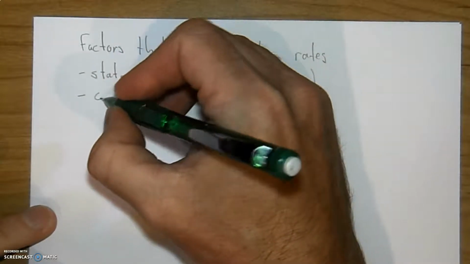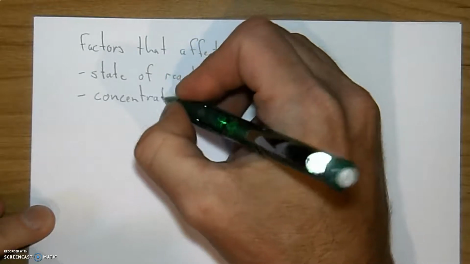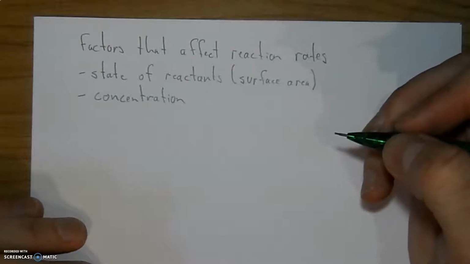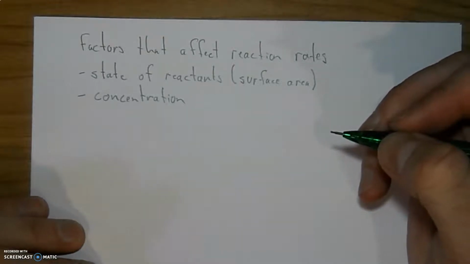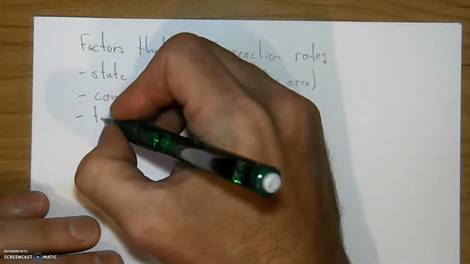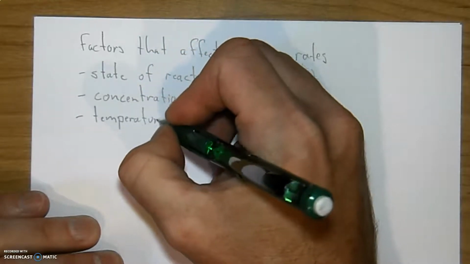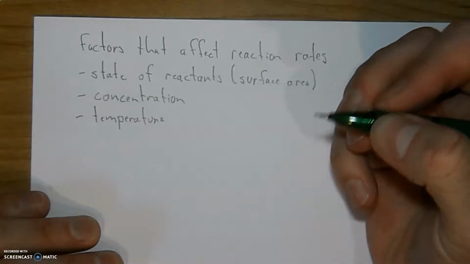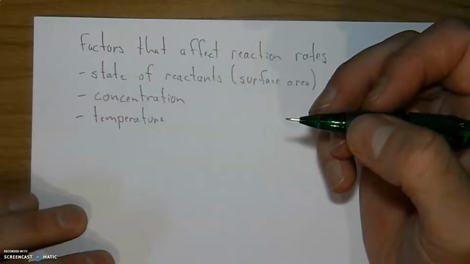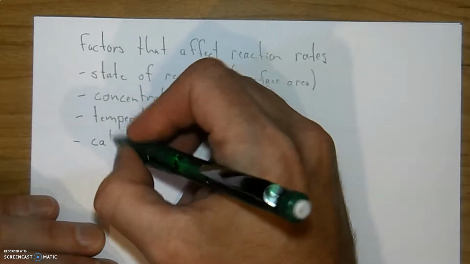The next thing is concentration. The higher the concentration of the reactant, the more particles are available to collide with each other, and the reaction rate will go more quickly. Third thing is temperature. For temperature, the higher the temperature, the more energy the particles have, the more effective collisions that they are going to have. And the last one is a catalyst.